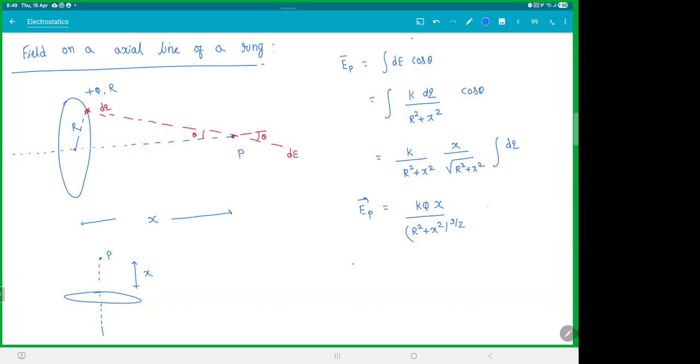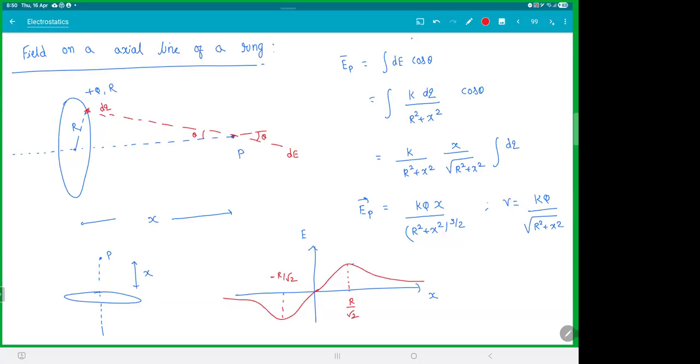Similarly, you can do the same thing for potential. Potential is easier. It is a scalar quantity, so kq by root over r square plus x square. And if you plot the value of field, E versus x graph, you can clearly see when x is 0, field is 0, so the value will rise and then drop to 0 at infinity. On the negative side, the value will rise and go to 0 likewise. It will reach a peak value at r by root 2. We can do maxima and minima and you can get it from there. So the value will reach maximum at r by root 2 and minus r by root 2.